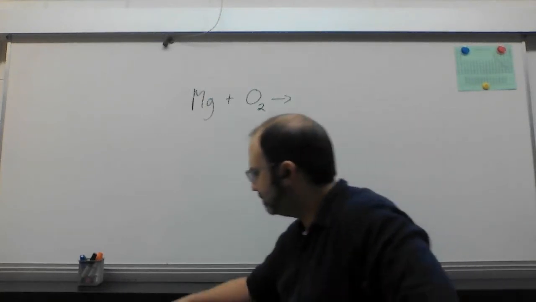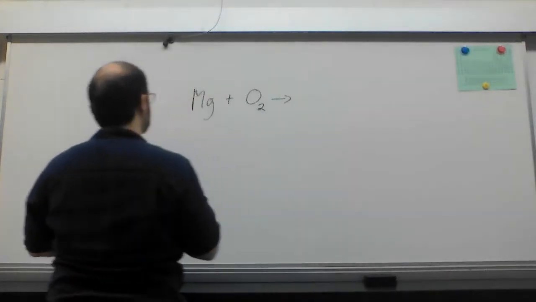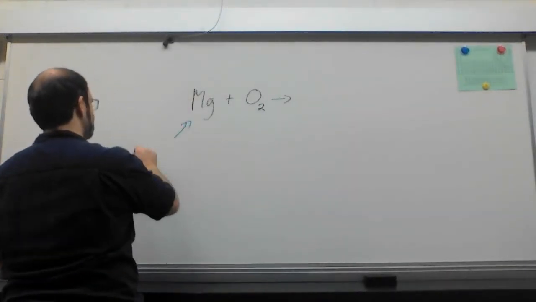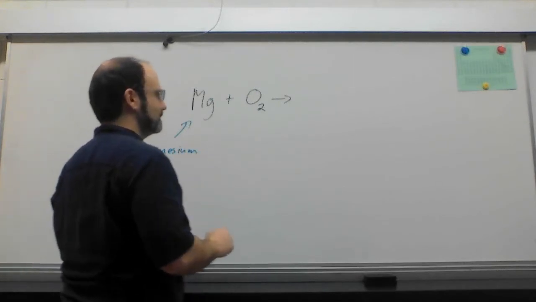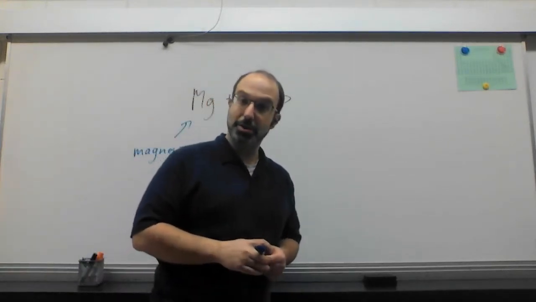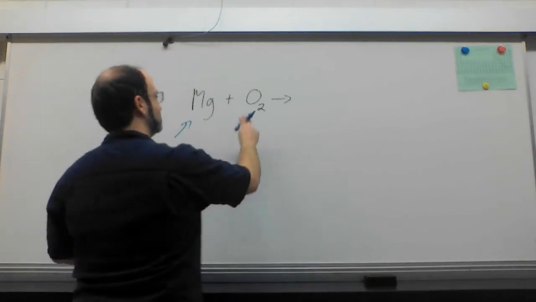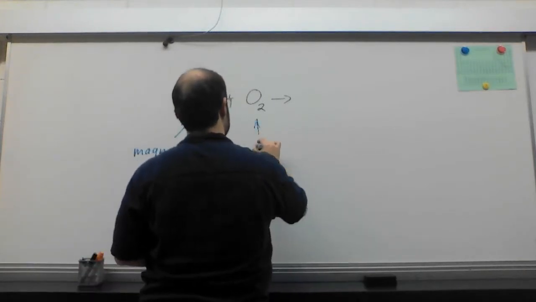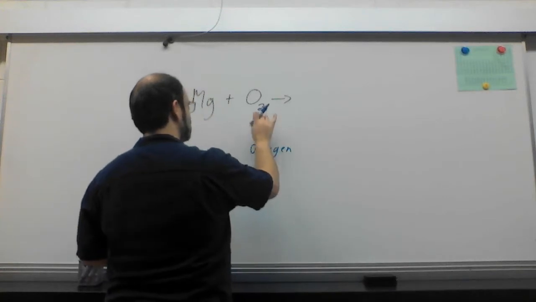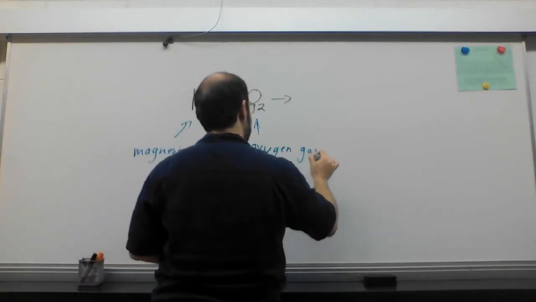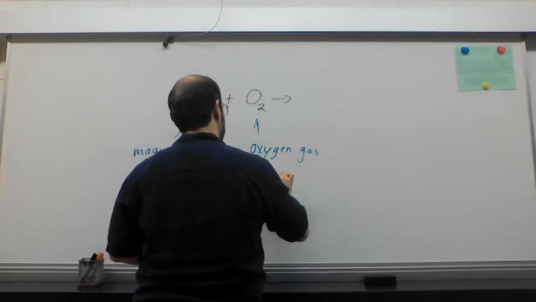Mg. We know what Mg means. We know that Mg here means this is magnesium. We know how to turn symbols into words. We know that this O, well, this is oxygen. But it's not just any oxygen, because there's a 2 there, which means we know it's oxygen gas. It's a diatomic.